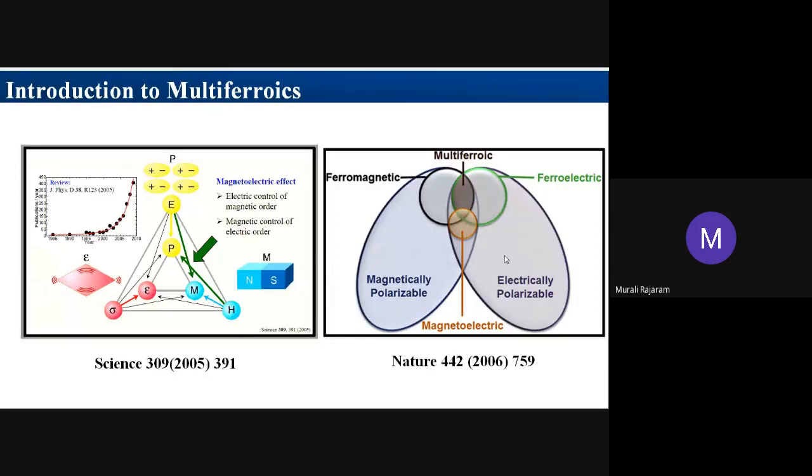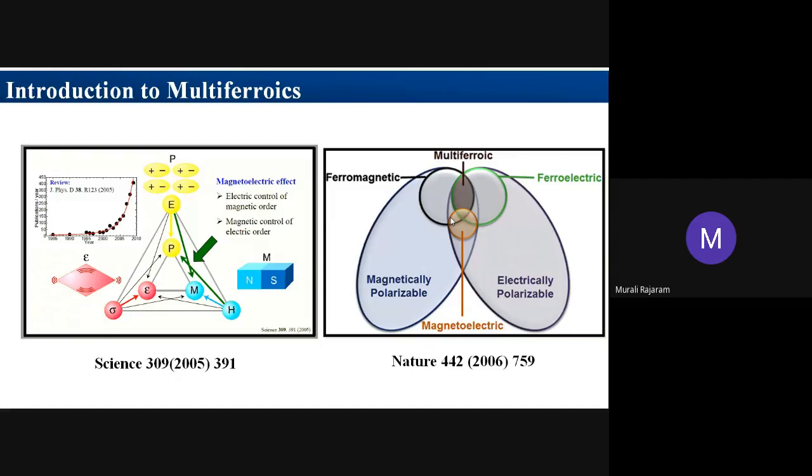So that's the main difference between paramagnet and ferromagnet. Similarly, paraelectric and ferroelectric. And this class of materials, where the crossover between ferromagnetic and ferroelectric materials occurs, is called multiferroic materials. This region is called multiferroic materials, where you have both ferromagnetic properties and ferroelectric properties. This small circle inside depicts the magnetoelectric materials.